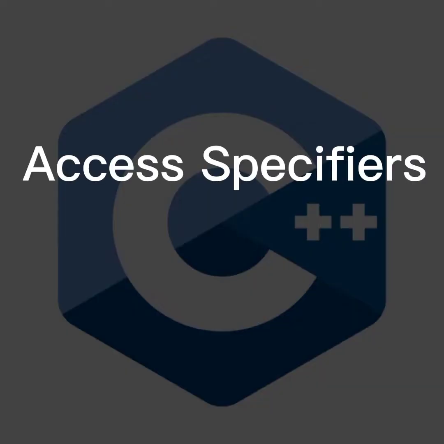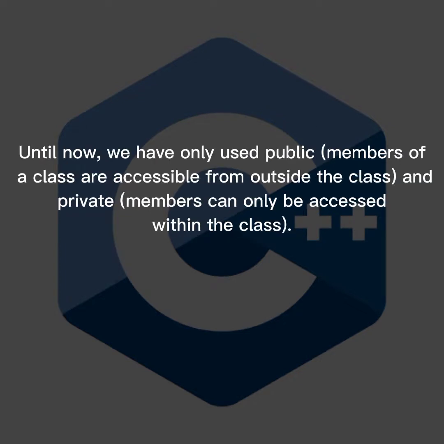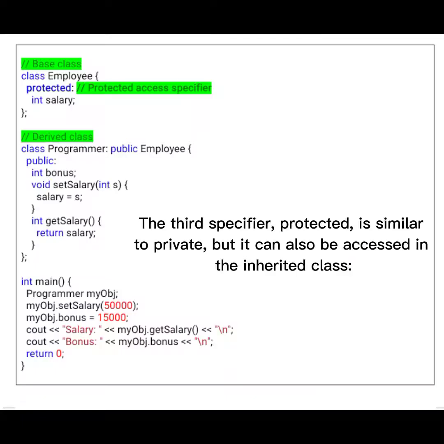Access specifiers. You learned from the Access Specifiers chapter that there are three specifiers available in C++. Until now, we have only used public and private. Public members of a class are accessible from outside the class, and private members can only be accessed within the class. The third specifier, protected, is similar to private, but it can also be accessed in the inherited class.